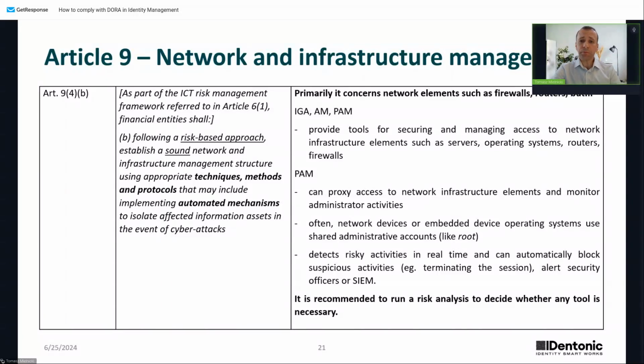But using any kind of technical tooling, IAM tooling, to protect them is not a must, but you need to run a risk analysis to decide whether any tool is necessary or maybe not, especially if you're a smaller organization. It's maybe less likely you will need this, but for bigger ones, probably more likely.